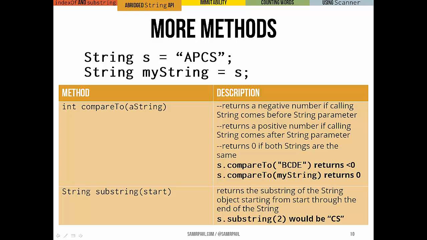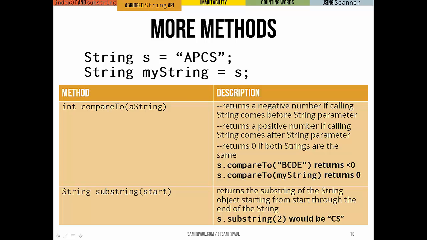So in this case, if I have S, and S is defined as APCS, and my string has the same value as S, then S.compareTo BCDE is going to return a value less than 0 because BCDE comes after APCS alphabetically. S and my string have the same value, so if we compare them to each other, we'll end up with 0.